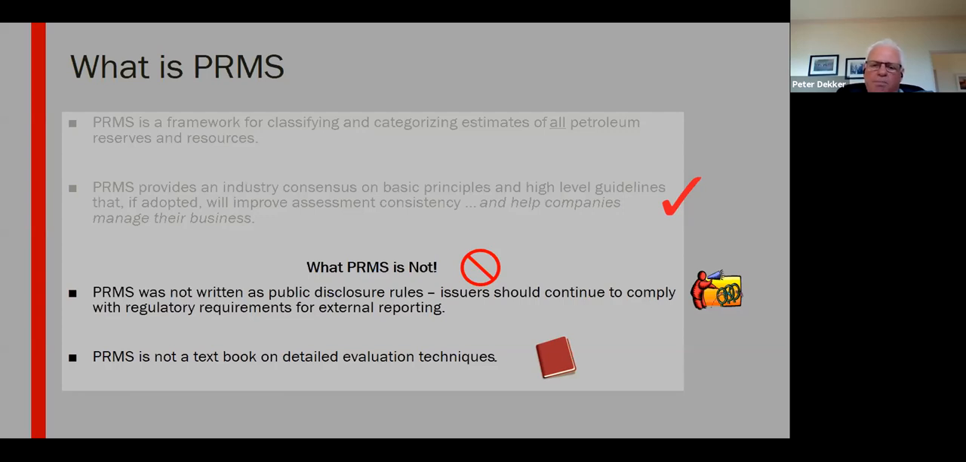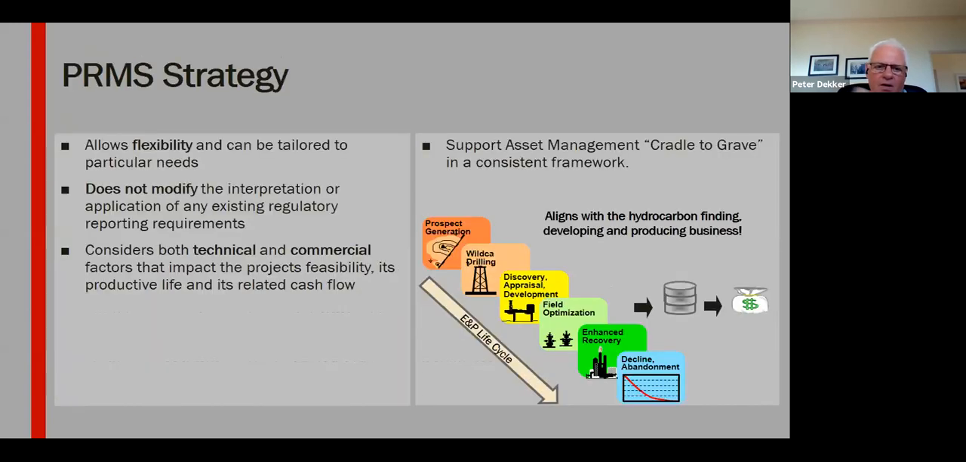And that's the biggest difference between the PRMS and the COGE, which is the Canadian system. The Canadian system, the COGE, is much more prescriptive. PRMS leaves much more open to the resource evaluator to interpret it and justify why he does it in certain ways. The PRMS strategy is to allow flexibility and can be tailored to your needs. PRMS recognizes that geology is not the same everywhere. You cannot really prescribe how you should treat geology, because every project will have its own little issues you have to deal with. It does not modify the interpretation or application of existing regulatory reporting requirements. It only helps it.